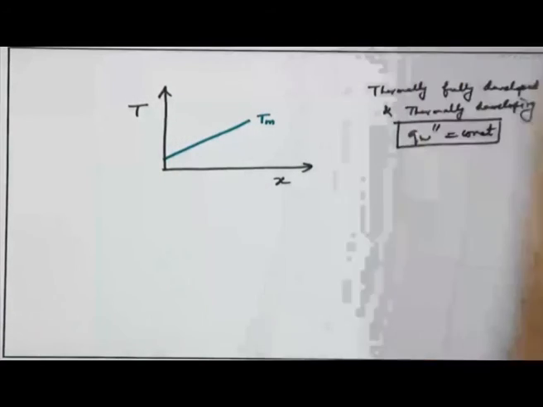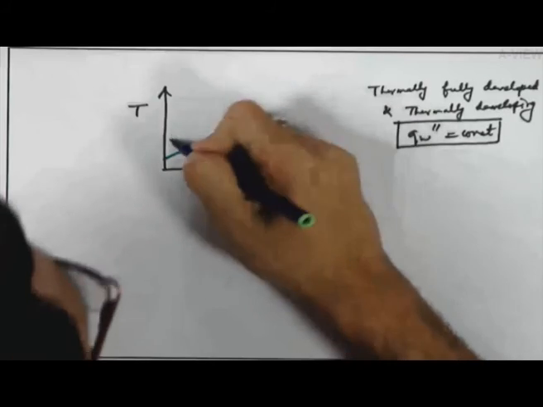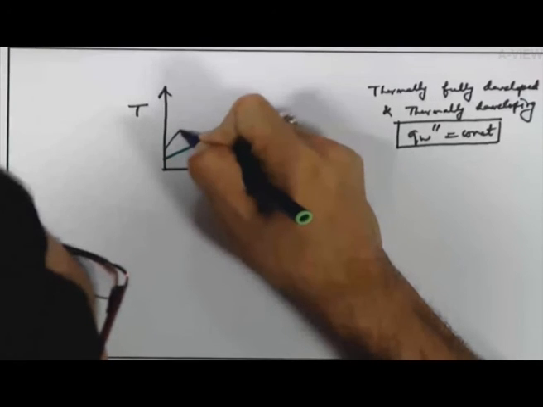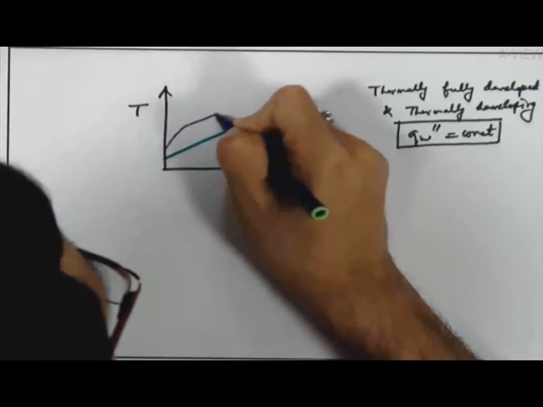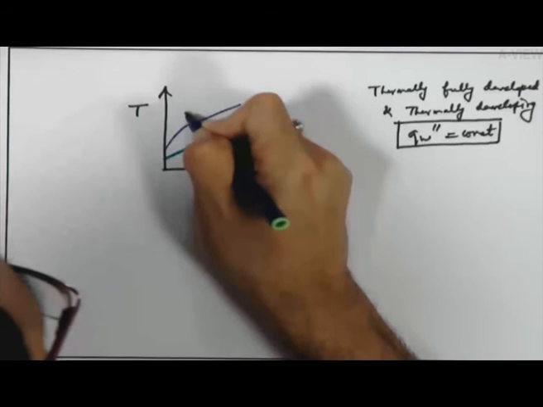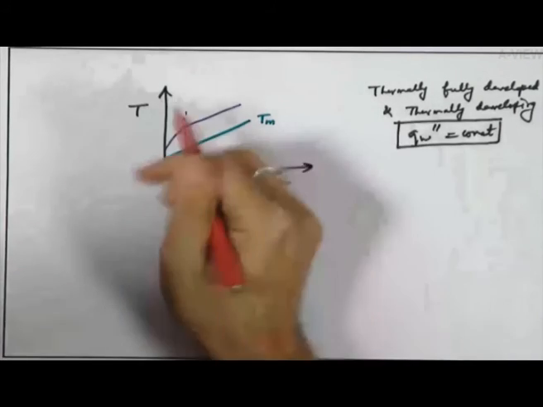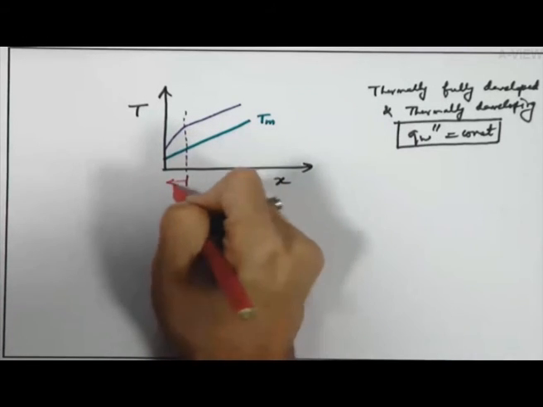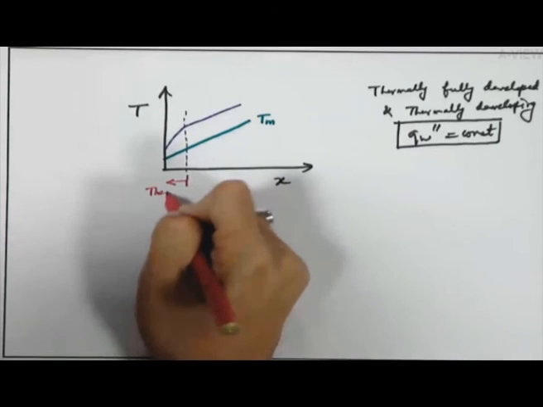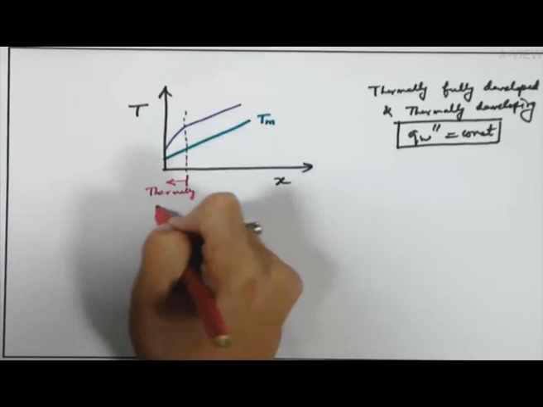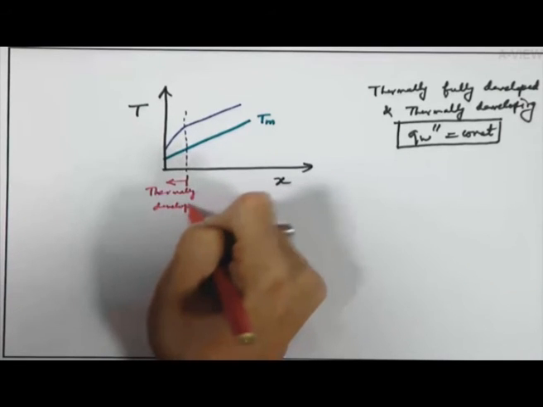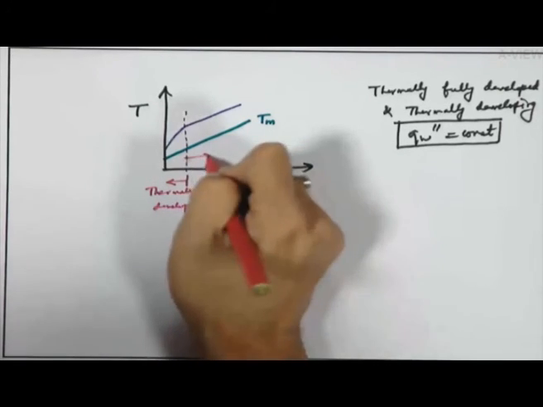If they are not straight lines with the same slope, then that means you are in the developing region. So in the developing region, it will be like this. So this will be thermally developing, and this will be thermally fully developed.